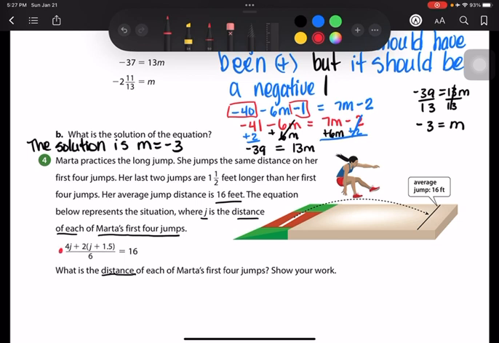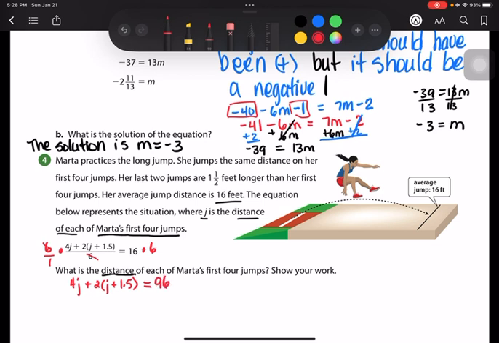So I'm going to multiply this side of the equation by 6 and this side of the equation by 6. If I do that and I place this 6 over 1, these will cancel out, and I'll just be left with the numerator, which is 4J plus 2 times J plus 1 5/10 equals 16 times 6. And 16 times 6 is 96.